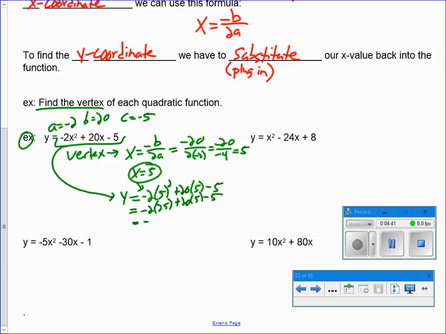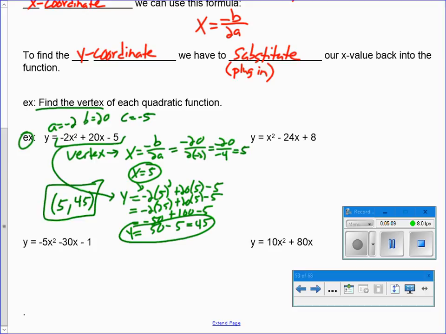Negative 2 times 25 would be negative 50. 20 times 5 is 100, minus 5. So I'll have 50 minus 5, which is 45. I want to make sure we write it as an ordered pair. The vertex for this one would be (5, 45). Both the x and y are part of the answer.